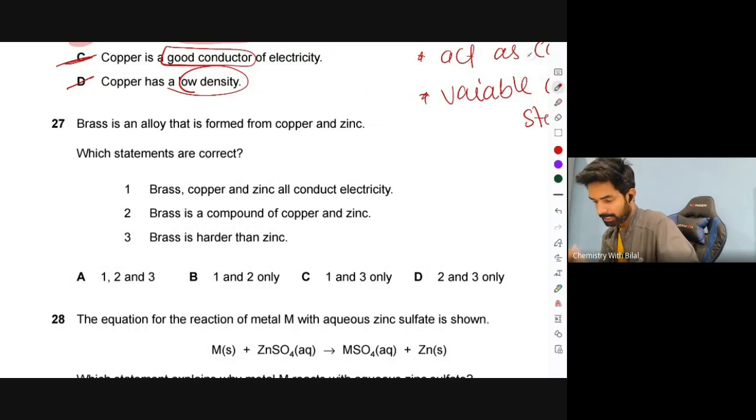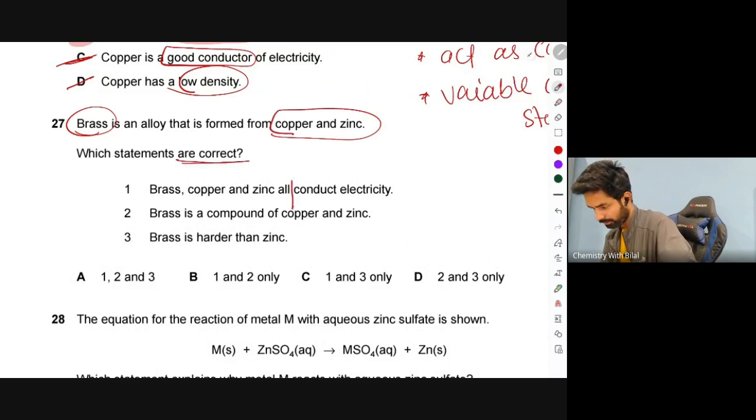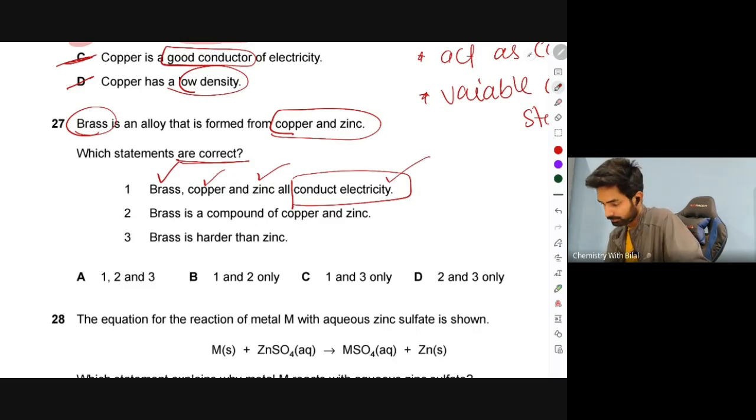Okay. Brass is an alloy of zinc and copper, we know. अच्छा, लिख दिया copper and zinc. Which statements are correct? Brass, copper and zinc all conduct electricity. I think brass तो इन दोनों का mixture of metal है, alloy. तो ये conduct करेंगे ना, because metals है, तो metal conduct करती है.